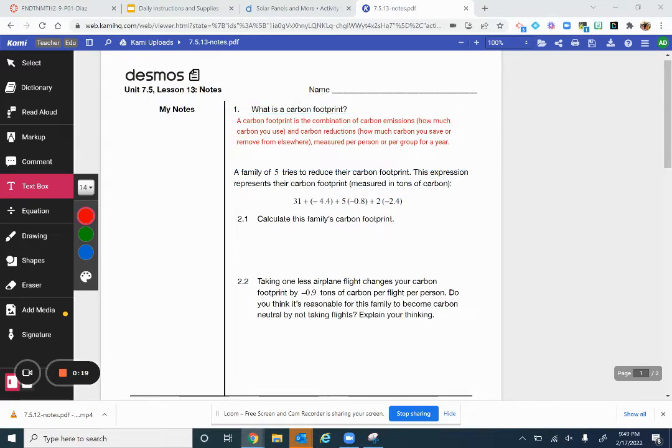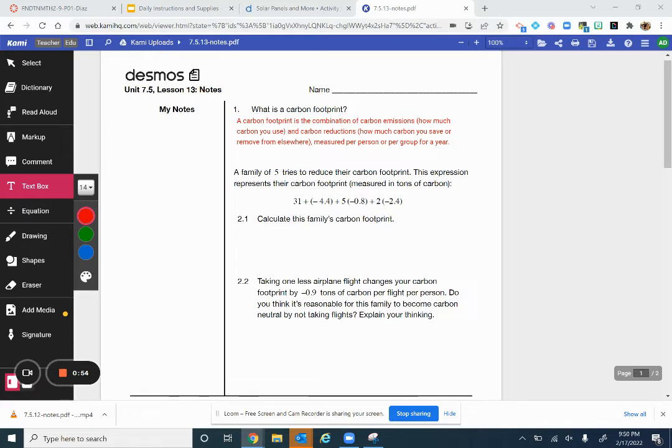And this reads, a carbon footprint is a combination of carbon emissions. So the carbon that is let out through agriculture, through using your cars, your vehicles for travel, and how much of it you use, and the carbon reductions you have, how much carbon you save or remove from elsewhere through maybe solar or other uses, walking or riding a bike instead of driving somewhere. And it's measured per person or per group for a year.